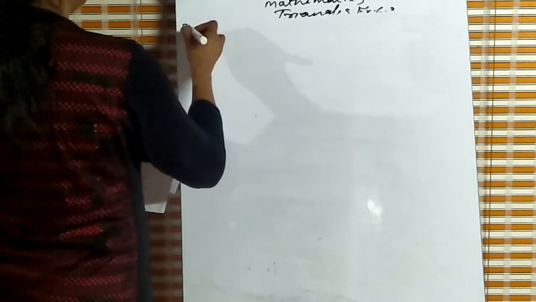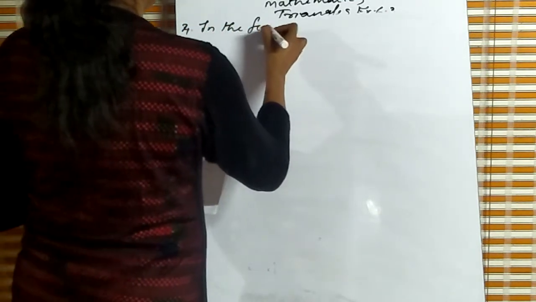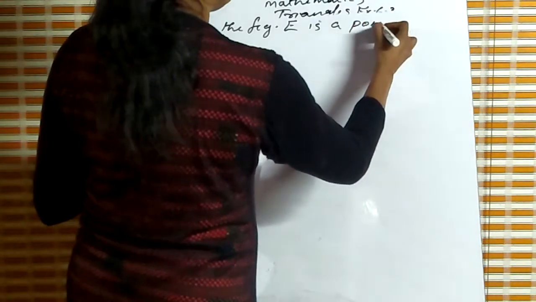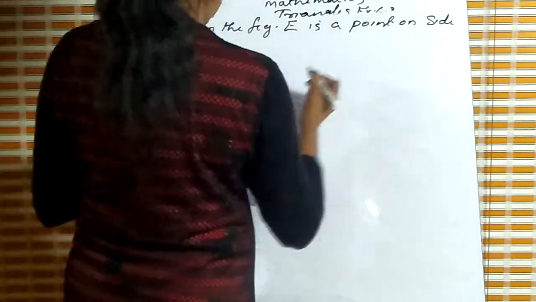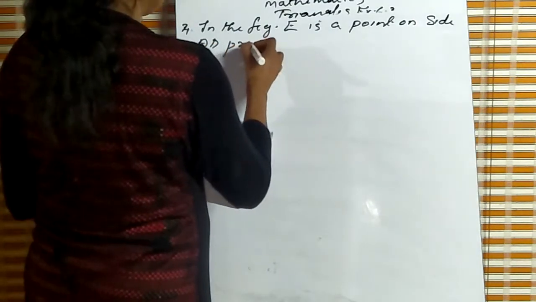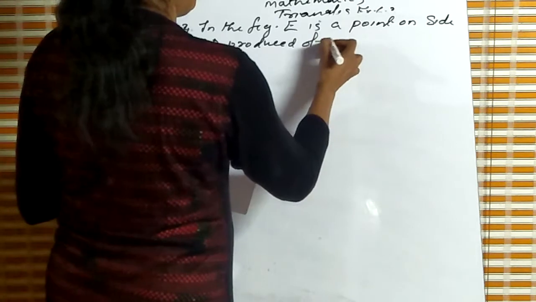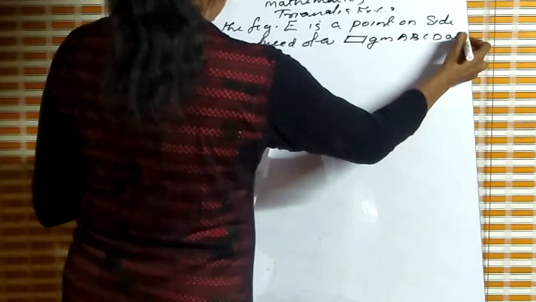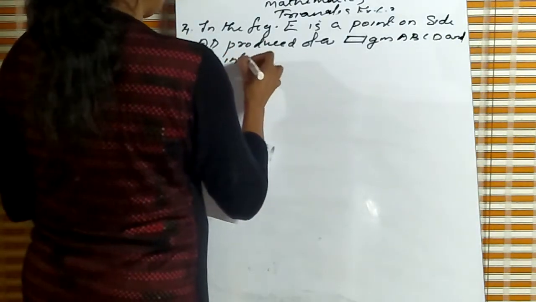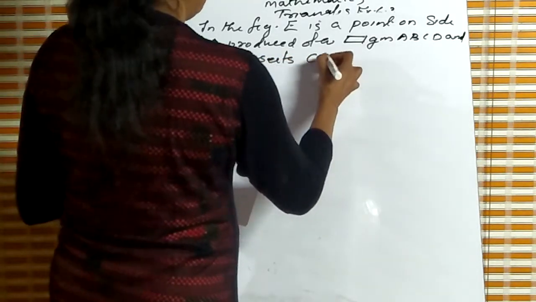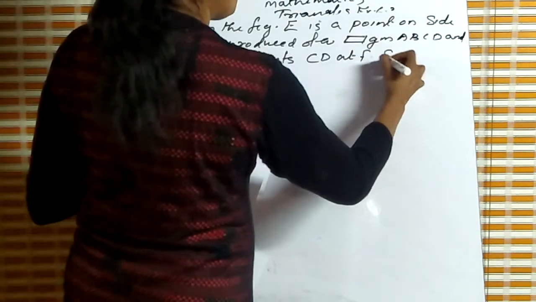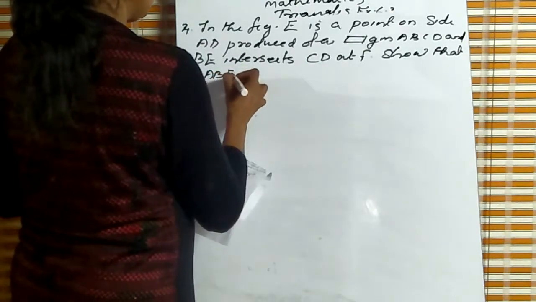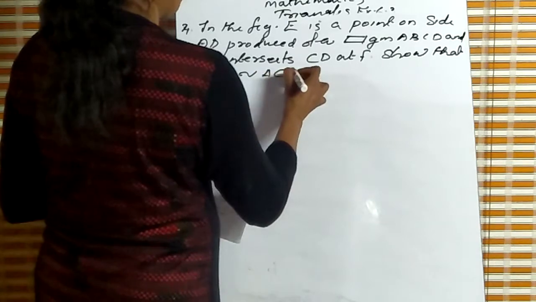In the figure, E is a point on side AD produced of a parallelogram ABCD and BE intersects CD at F. Show that triangle ABE is similar to triangle CFB.